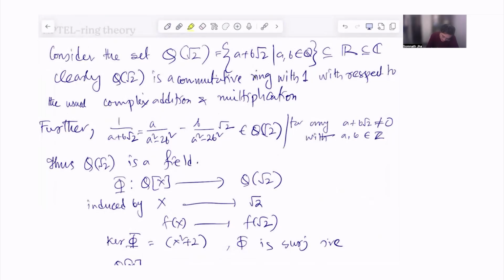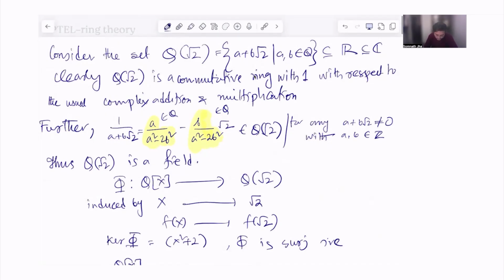So both these parts, sorry, I said Z, I mean Q. This belongs to Q, and this also belongs to Q. So it is again of the form a plus b root 2. That means this is a field. So Q(root 2) is a field.